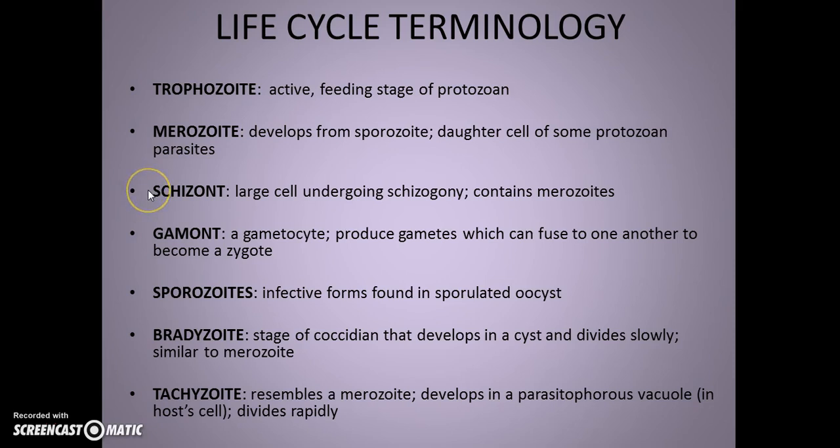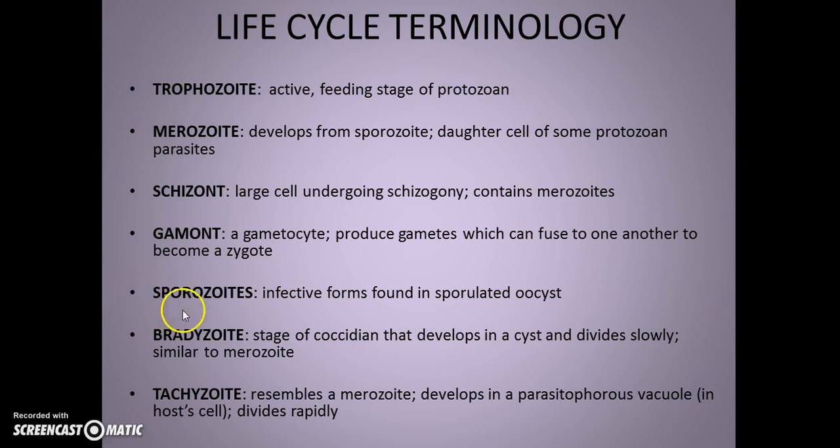Merozoites, schizonts, these refer to asexual forms of reproduction. A schizont is a large cell that is undergoing schizogeny or asexual reproduction and contains merozoites, which is this term just above schizont. Now when we talk about gametes, we're talking about gametocytes, and these gametes can fuse to one another and become a zygote. So with gametes, we're talking about sexual reproduction. And you can look down through these other ones here as well.